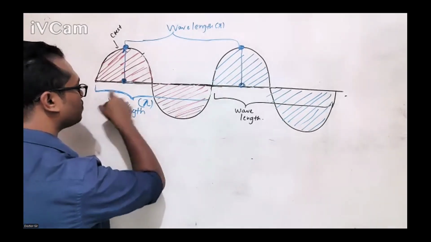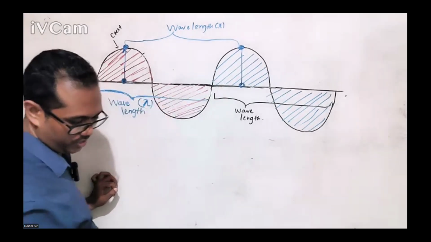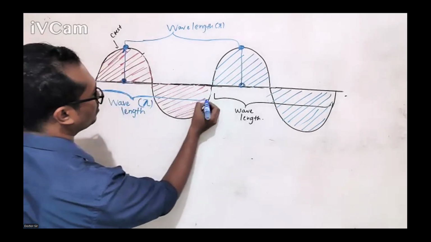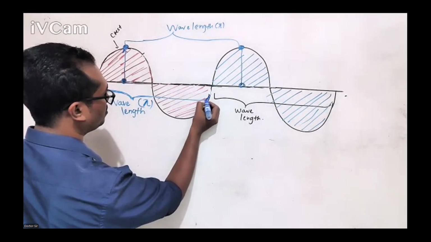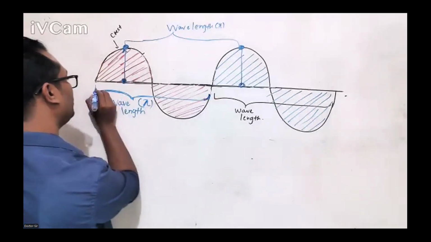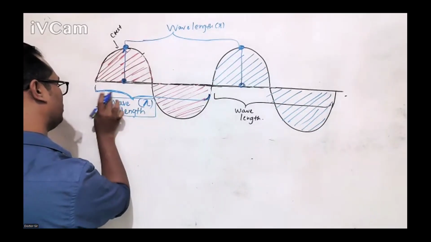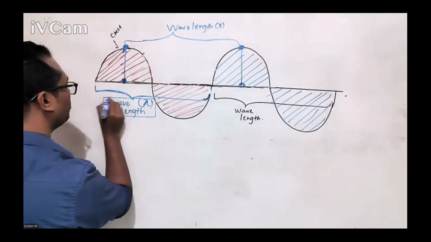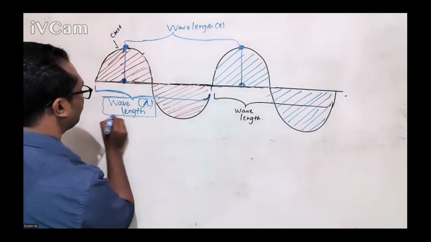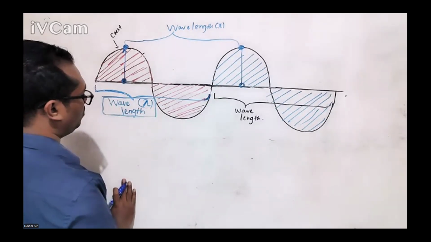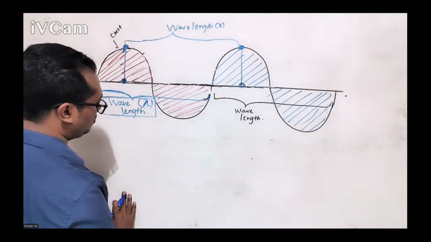The distance for one wave cycle is called the wavelength. That's another definition. Distance for one wave cycle is wavelength, right?